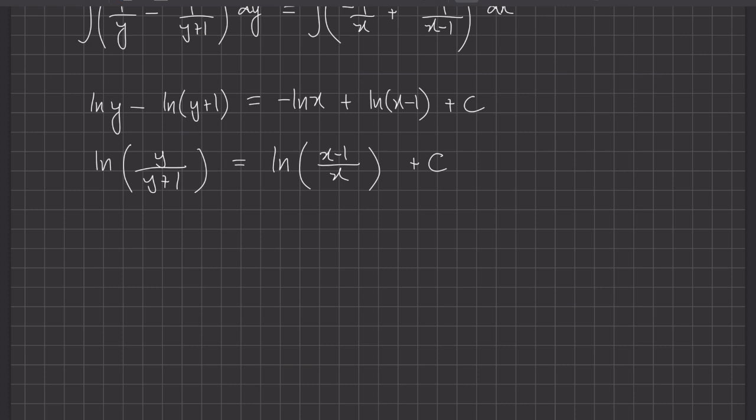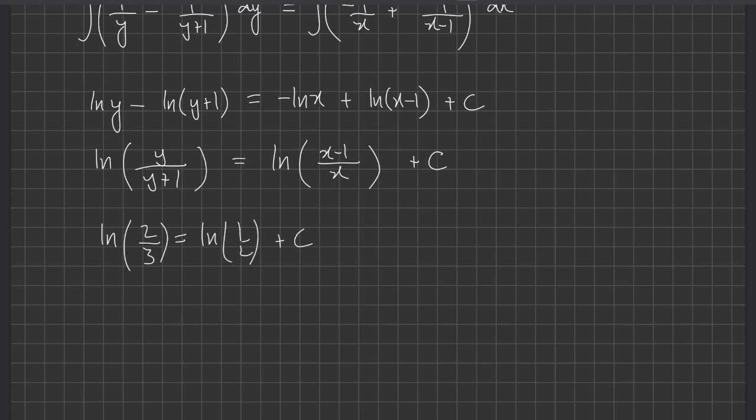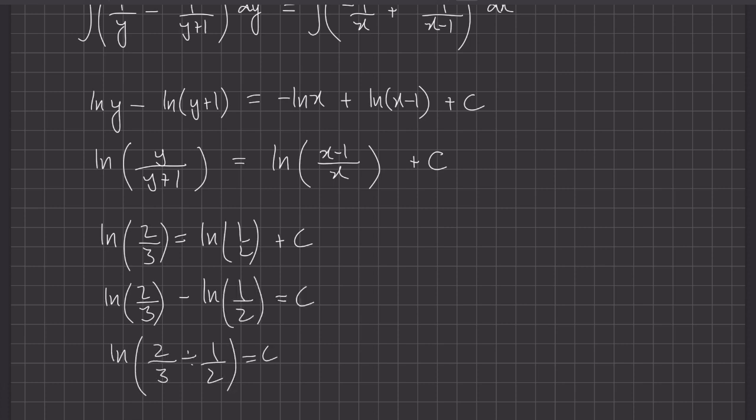The boundary condition can be plugged in. Both x and y are equal to 2. This gives ln 2 over 3 equals ln 1 over 2 plus c, yielding the value of c to be ln 4 over 3.